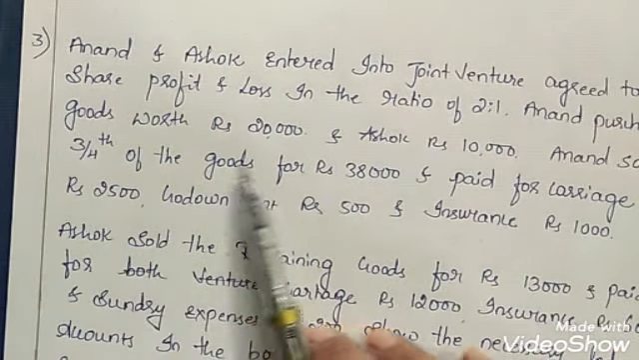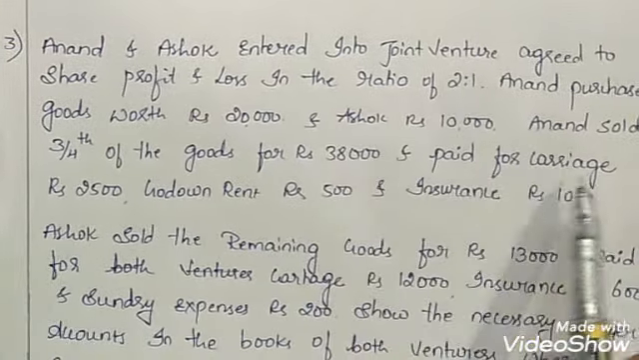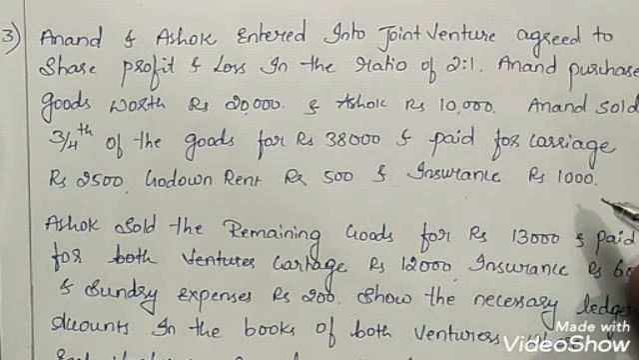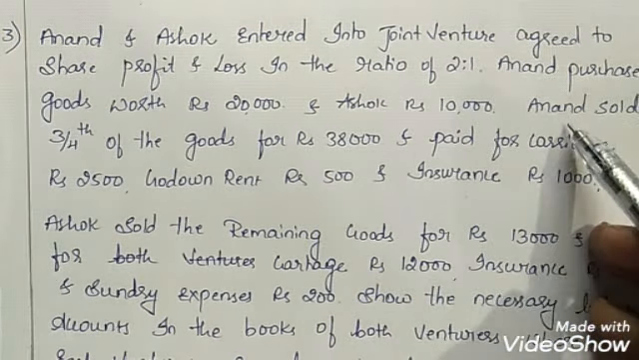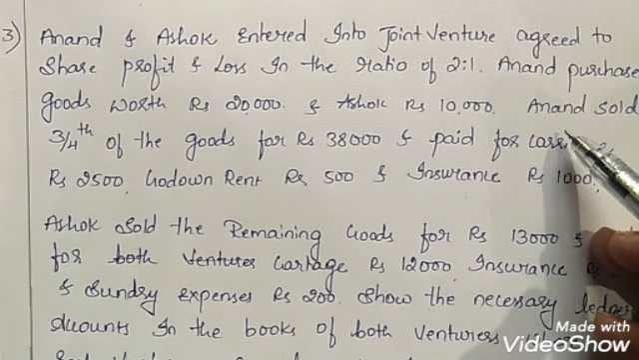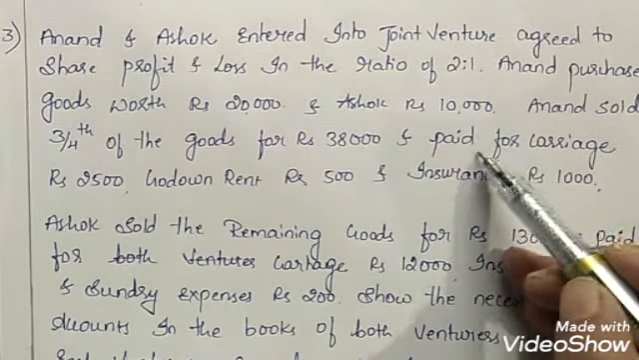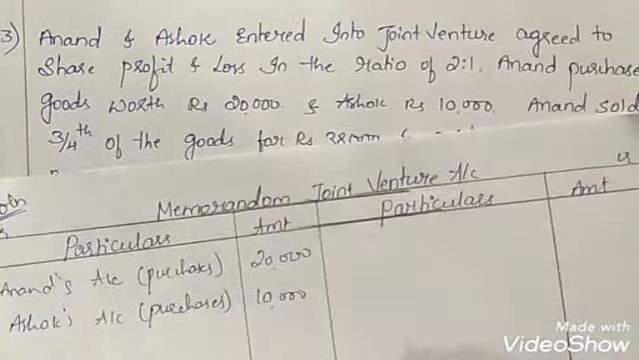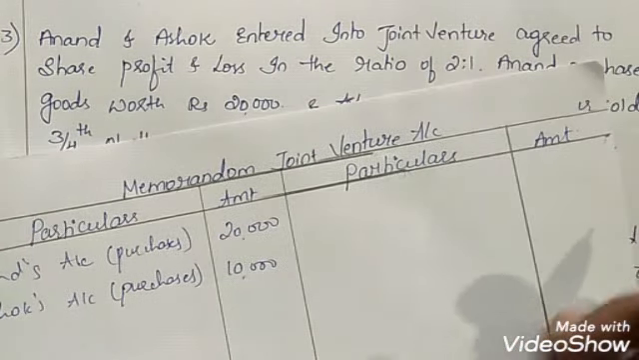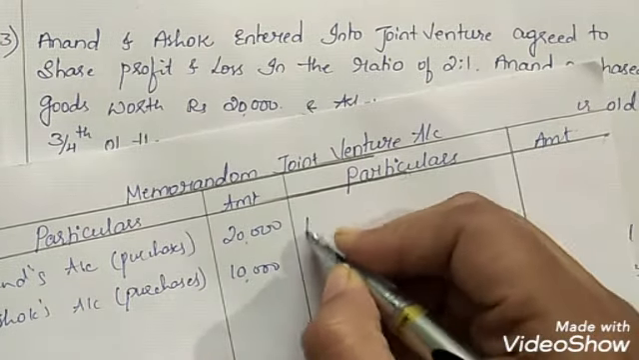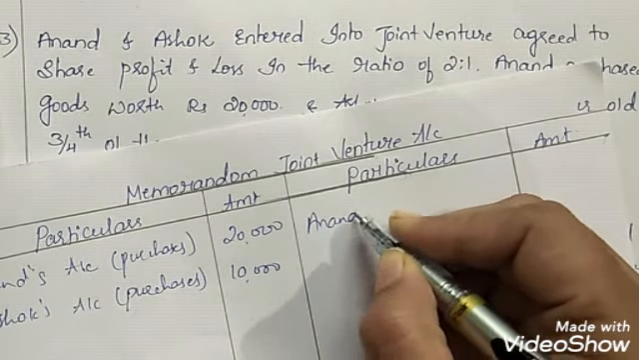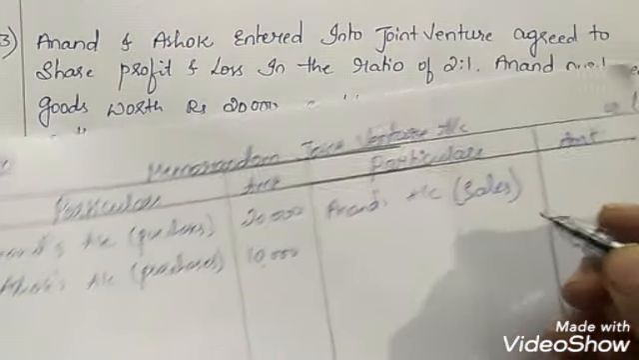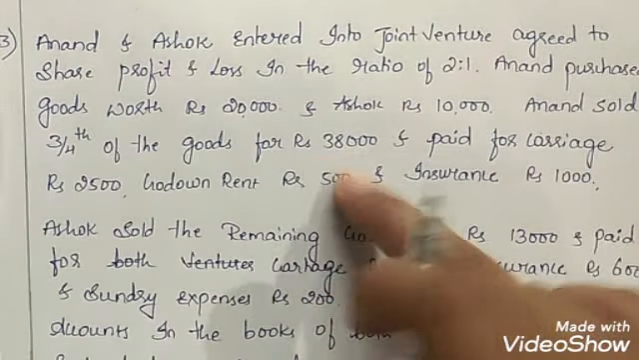Then Anand sold 3/4 of the goods for rupees 38,000 and paid for carriage rupees 2,500, godown rent rupees 500 and insurance 1,000. So here one of the co-venturers is selling certain goods, and along with the sales, he is incurring certain expenses. How to record it? First of all, record the sales. We know sales appear on the credit side, so mention Anand's account, in brackets sales. The amount of sales is rupees 38,000.